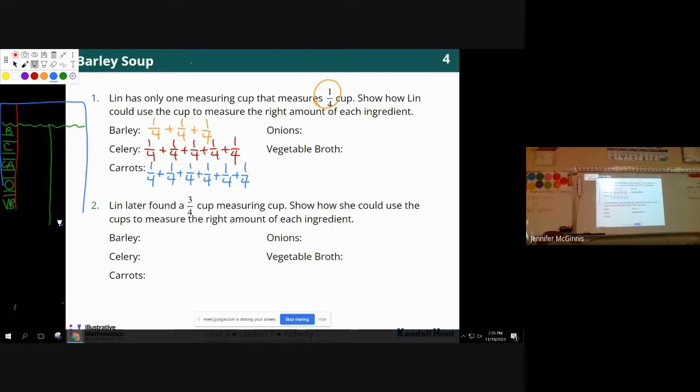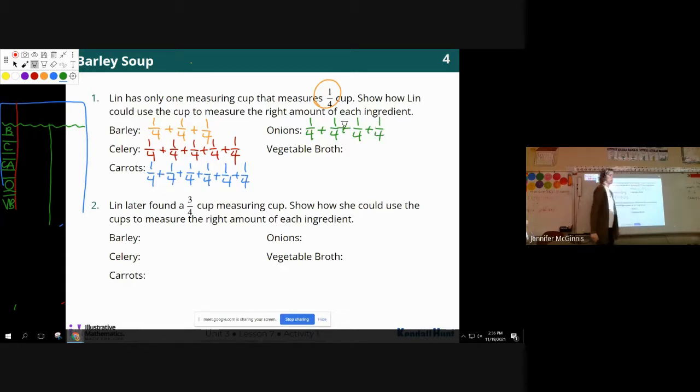Logan, how many onions are there? A whole. 1 whole thing. She only has the 4th measuring cup, so how many does she need? 4 times. 4/4, because 4/4 equals 1 whole. Good job, Logan.